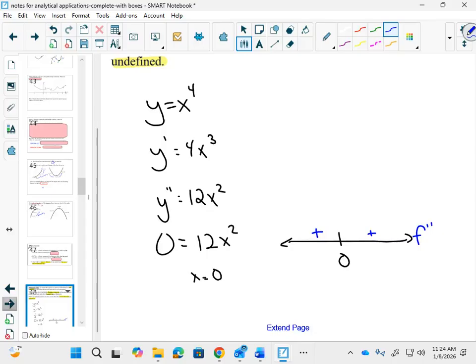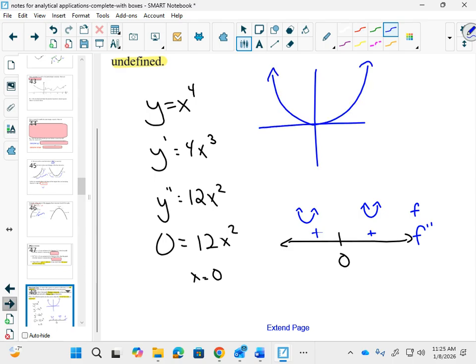So even though the second derivative was equal to 0, this is not a point of inflection, because this means my original graph is concave up. Put f here, concave up. What does the graph of x to the 4 look like? It looks like a fat parabola. Does it have a change in concavity? No. It is always concave up.